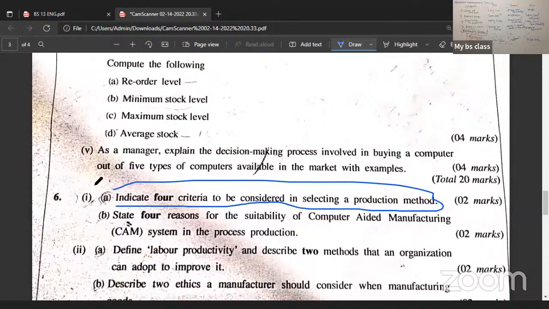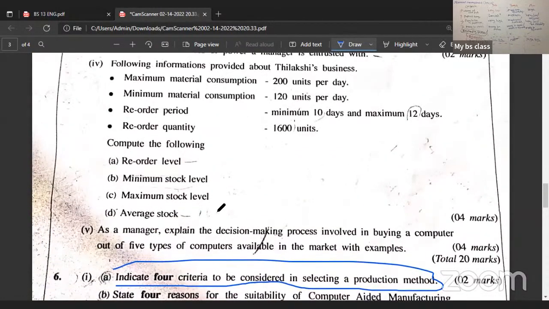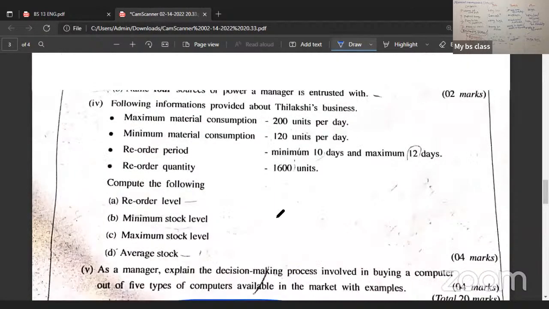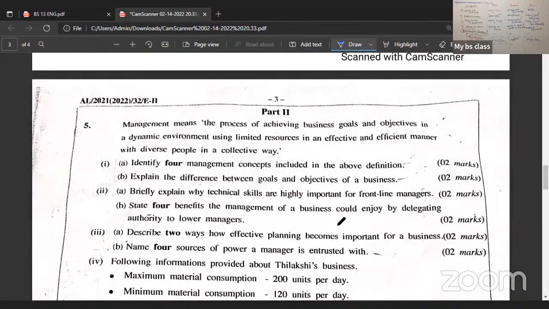So just make sure that you complete your notes and all the stuff, then you should be able to come with the correct answer. Correct.